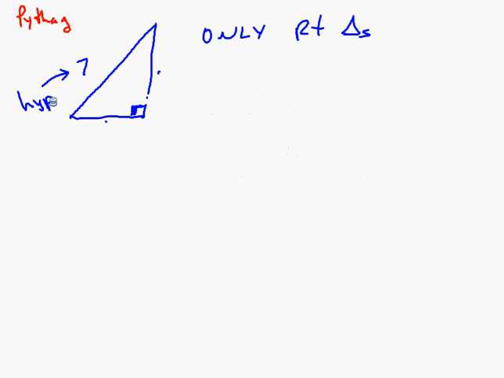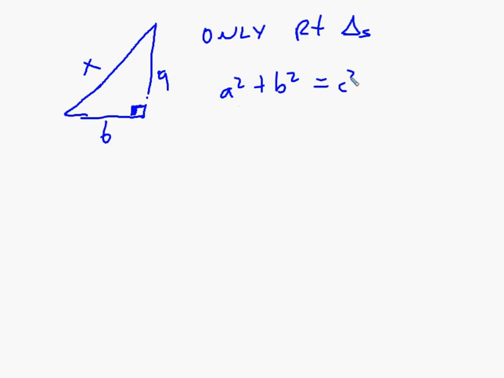Let's say I don't know this. Okay, so again, a squared plus b squared equals c squared. So we have 6 squared plus 9 squared equals x squared. 36 plus 81.